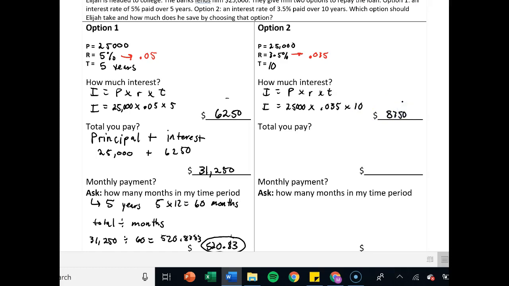So right off the bat, I could stop and compare the two options. Option 1, the bank is only making $6,250. In option 2, I'm going to pay the bank $8,750. So it seems like in the long run, option 1 is better, even though it has a higher interest rate. Why? Because we have a shorter time period. The faster you pay off the debt, the better, right? The total you pay, again, is just going to be your principal plus your interest. So $25,000, and in this option, your interest is $8,750. So as you can see, my total of $33,750 is going to be higher than my total in option 1, right? By at least $2,000.